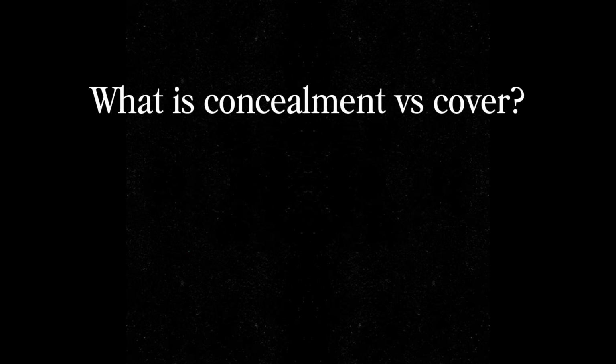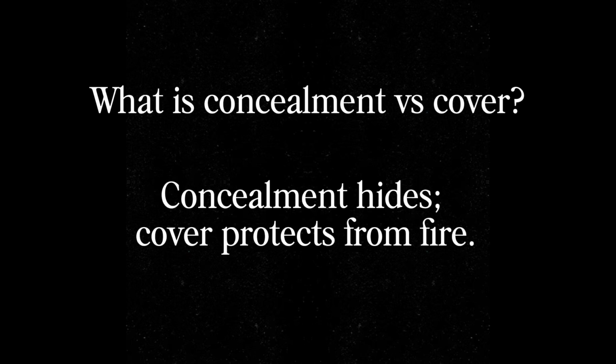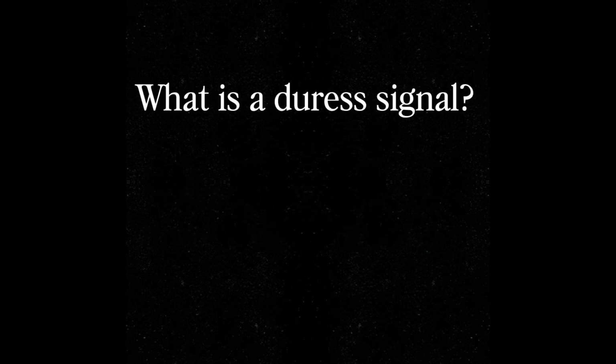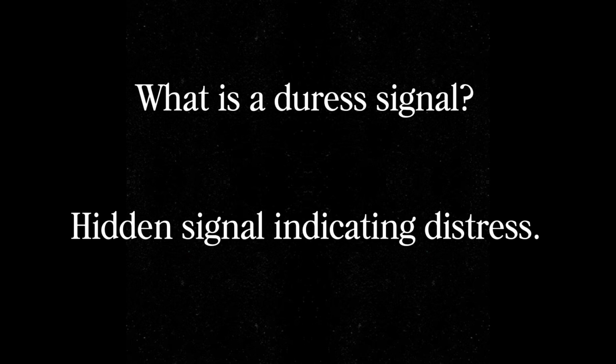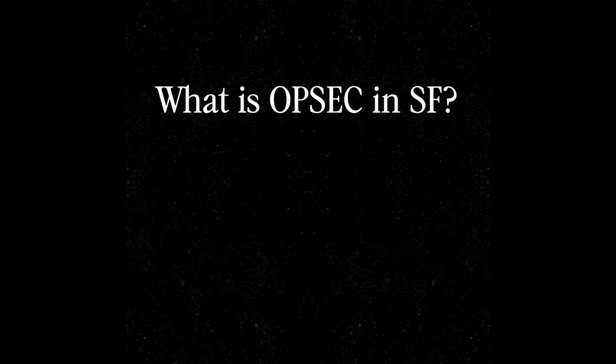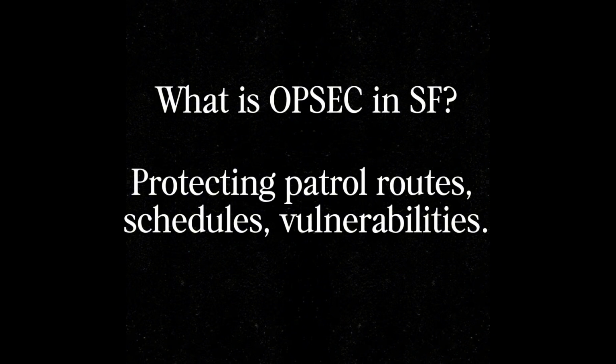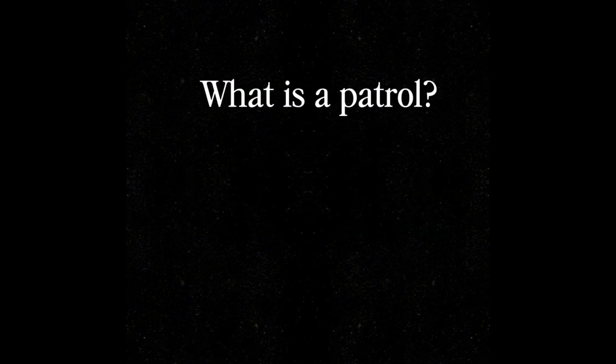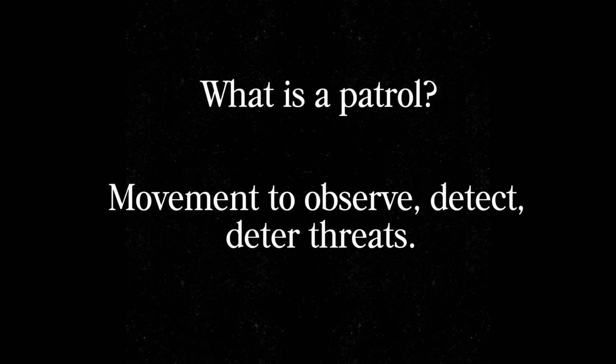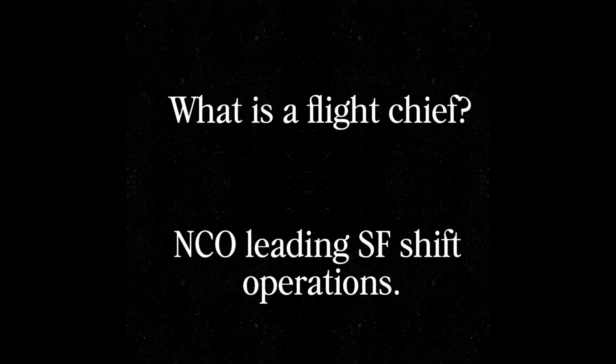What is concealment versus cover? Concealment hides. Cover protects from fire. What is a duress signal? Hidden signal indicating distress. What is OPSEC in SF? Protecting patrol routes, schedules, vulnerabilities. What is a patrol? Movement to observe, detect, deter threats. What is a flight chief? NCO leading SF shift, operations.